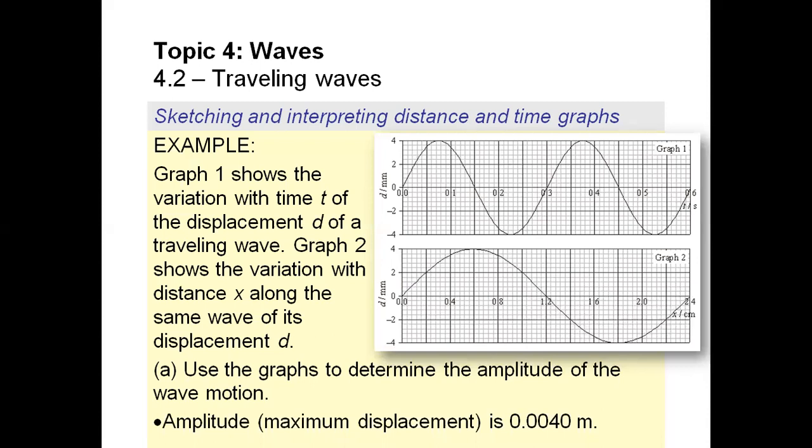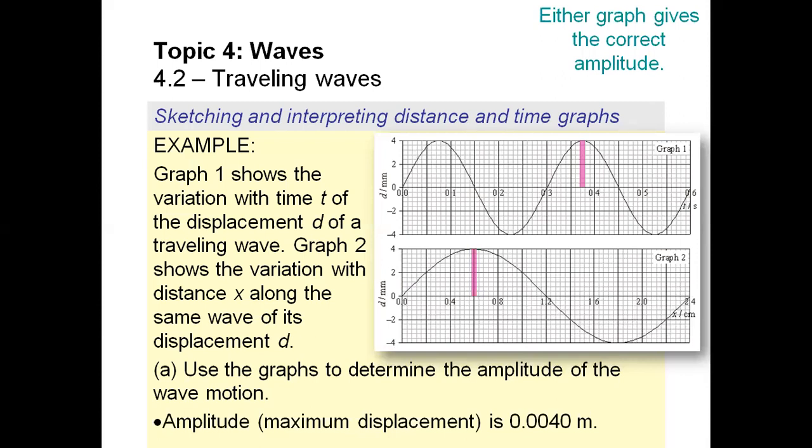So let's look at the amplitude. The maximum displacement is 0.004 meter. Why? Because the unit on the y-axis is given as millimeter, so we have to change into meter. It will be 0.004 meter or 4 millimeter. Here is going to give us the amplitude.